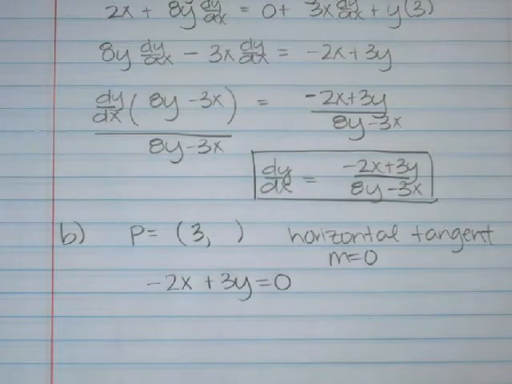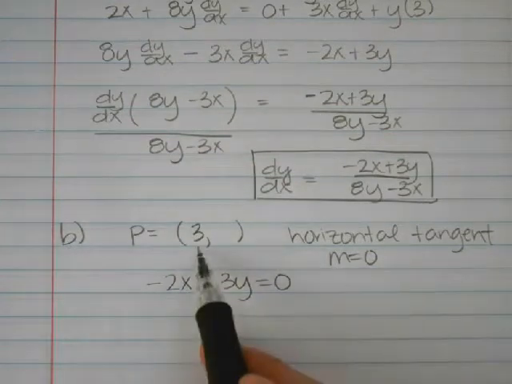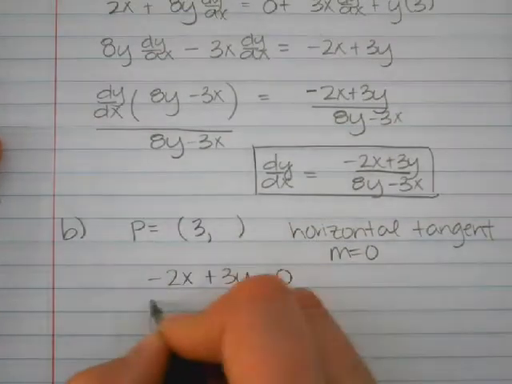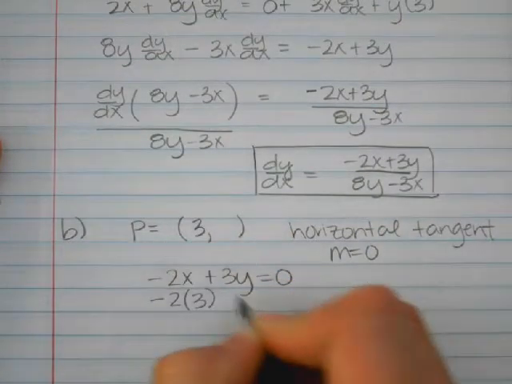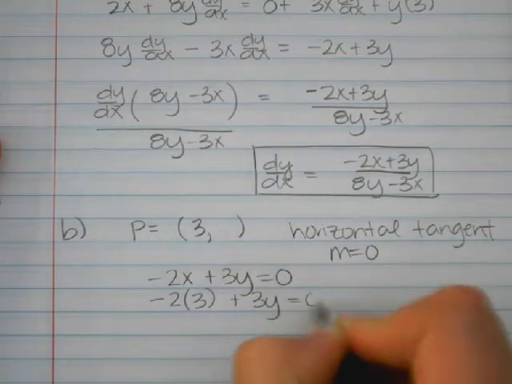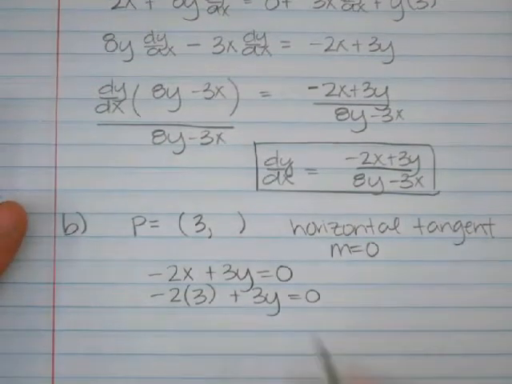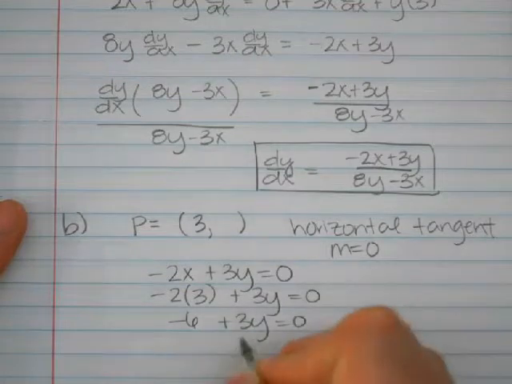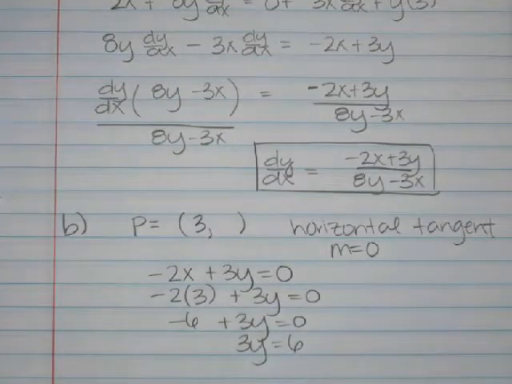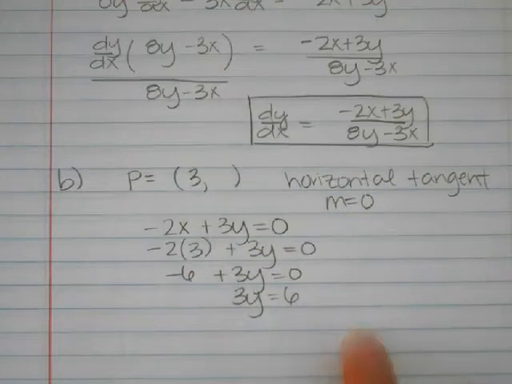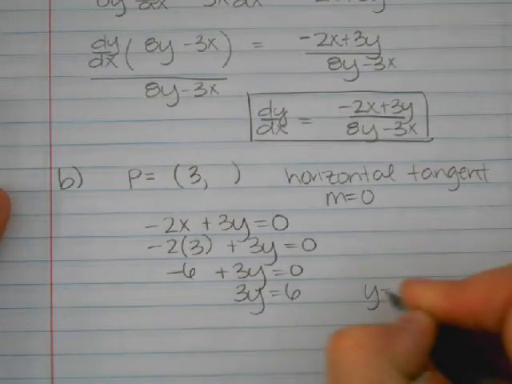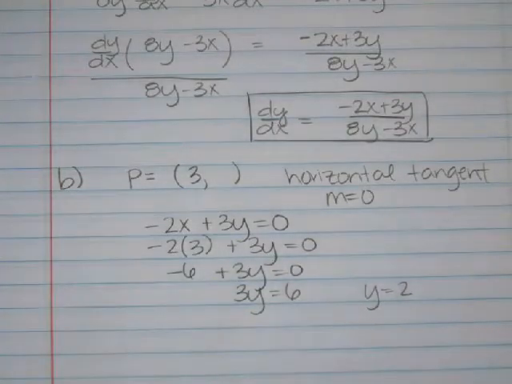And then what number do we already know that we should be plugging in? 3, because they told us that of the point, the x coordinate is 3. We already know that. So now you can go ahead and plug in 3 for x. So we've got negative 6 plus 3y equals 0. So 3y equals 6. And so what is the y coordinate of that point? 2.